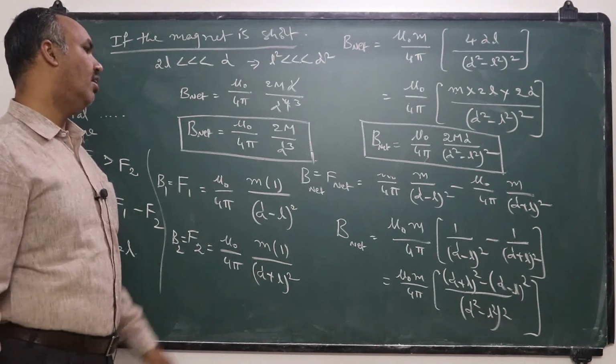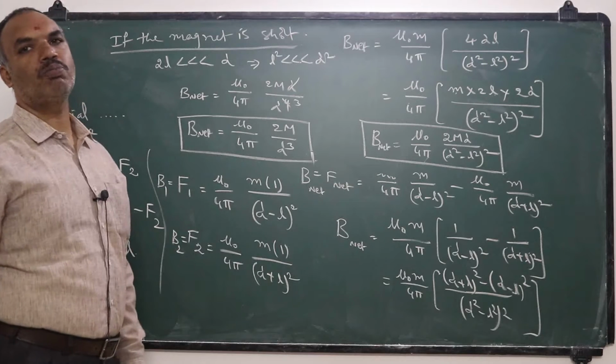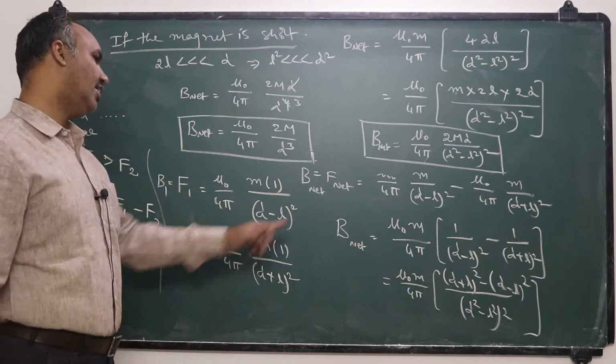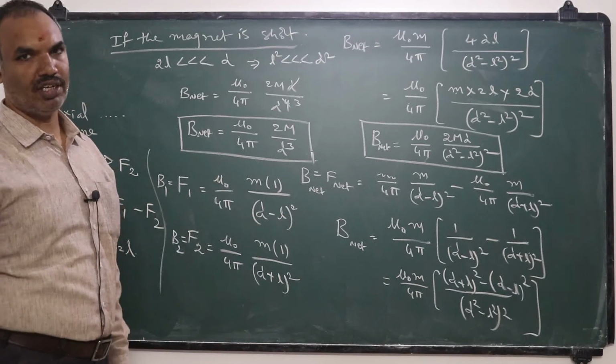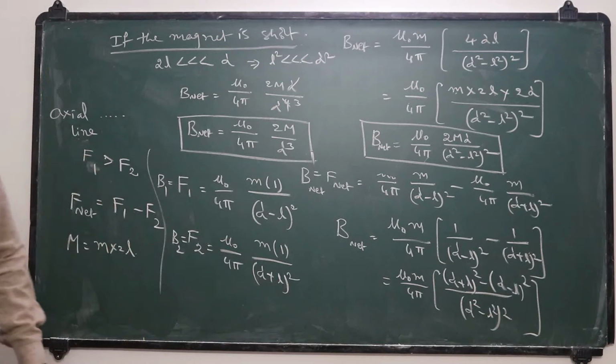But from the definition, it is clear that the force experienced by a unit north pole placed at a point within the magnetic field is nothing but the magnetic induction, the field strength. That point you should remember. Now let us move on to the equatorial line.